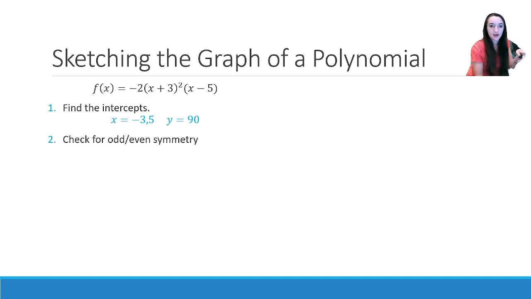So we get x equals negative 3 and 5, and y equals positive 90. So those are our three intercepts.